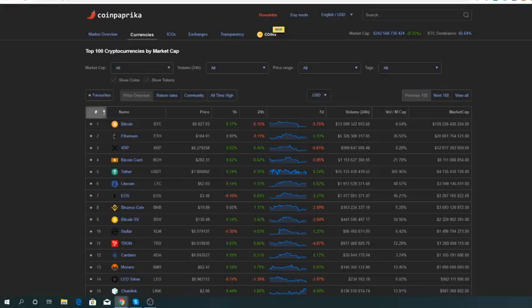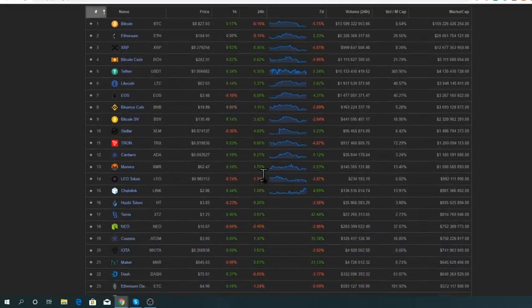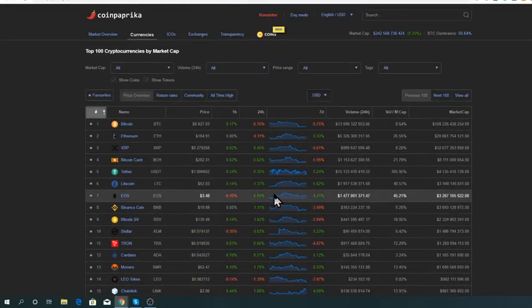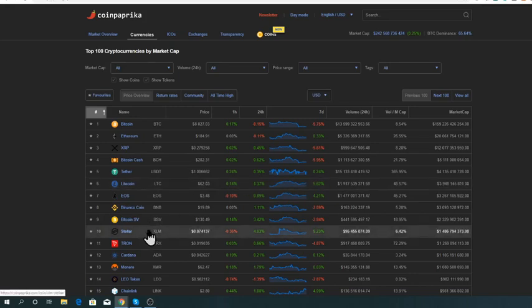So first, looking at cryptocurrencies in Coin Paprika, for some cryptocurrencies it's green, but for some it's red. But more or less, there is not much price fluctuation for the day.